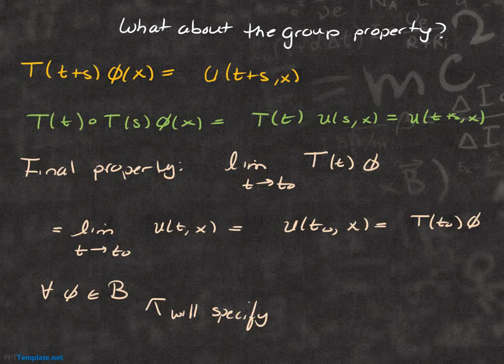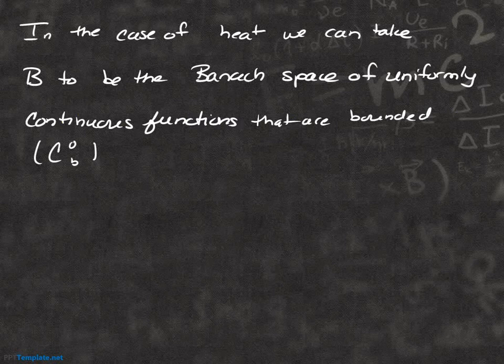So let me go one slide further. Right now, you can take B to be just uniformly continuous functions that are bounded. So we put the C0 to stand for uniformly continuous functions and B for bounded. So you can just say that that's where I'm going to restrict my initial conditions from.